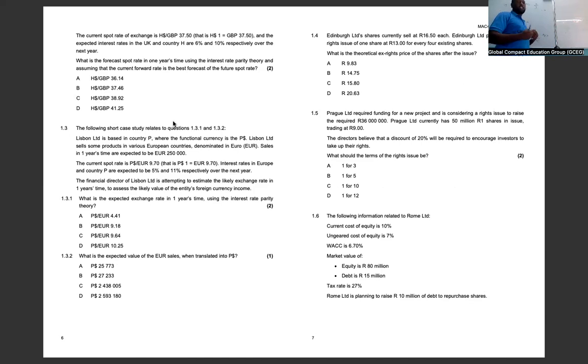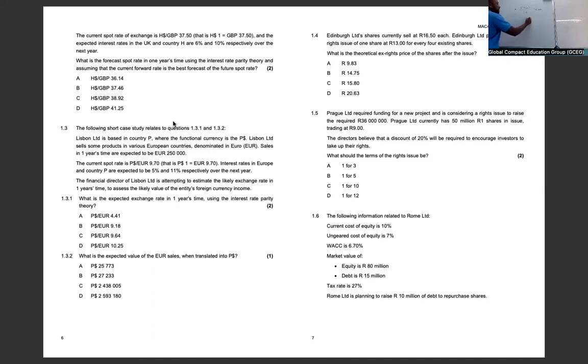So the H is your home country, right? While the British pound, UK or England, is the foreign country. So in this case, remember to calculate the exchange rate according to the interest rate parity theory. We say this is equal to 1 plus IB over 1 plus IA, interest for country B, multiplied by the spot rate, right? Okay, so they want here the future spot rate in 1 year's time using the interest rate parity theory.